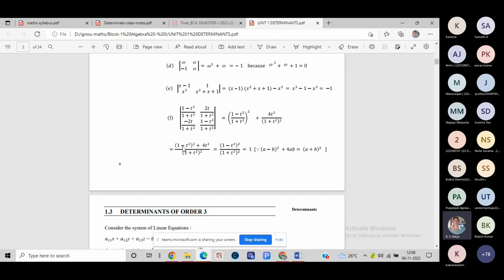Yes, ma'am. Either way you can simplify, no issue. 1 into 1 square minus t square, and that should be divided. Finally, you will get this one only. That answer is 1 minus t square whole square divided by 1 plus t square whole square.